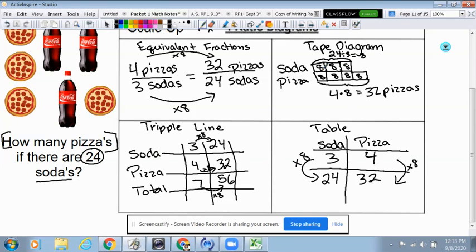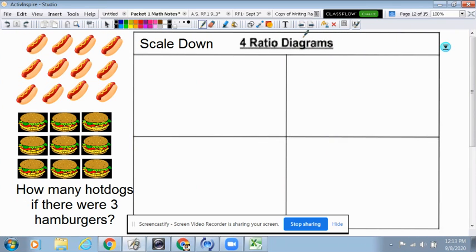On the back side of your paper, I want you to try the second question. Here's the information. You have 12 hot dogs to 9 hamburgers. How many hot dogs if there were 3 hamburgers? Try using equivalent fractions and scaling down by using division. So please do equivalent fraction.